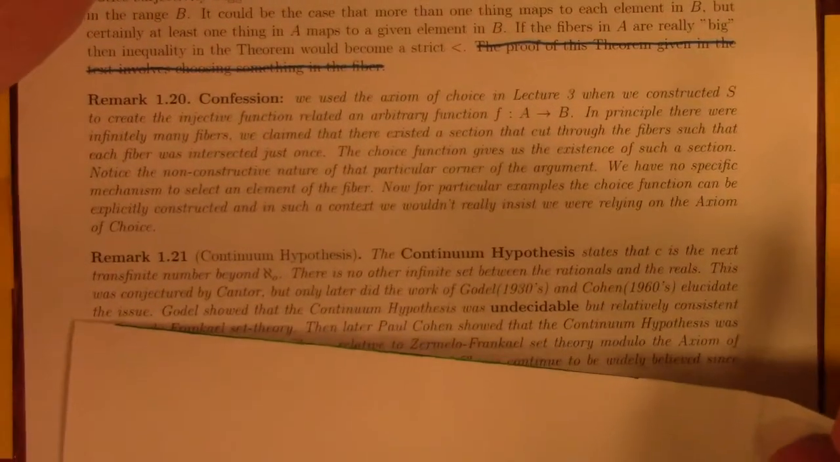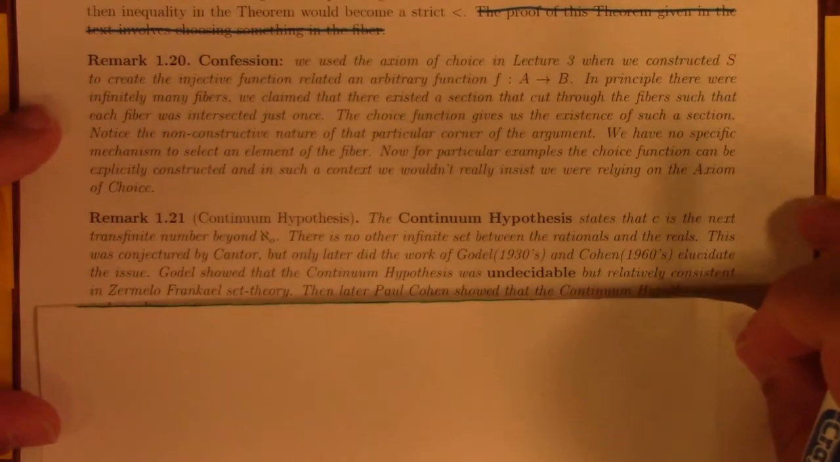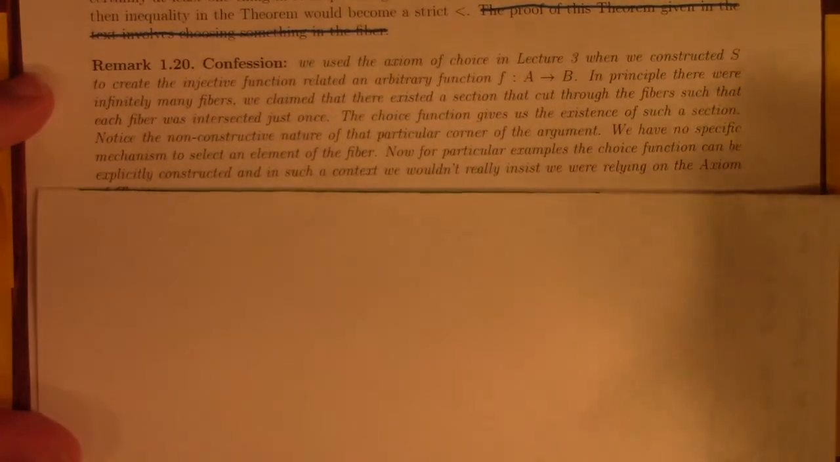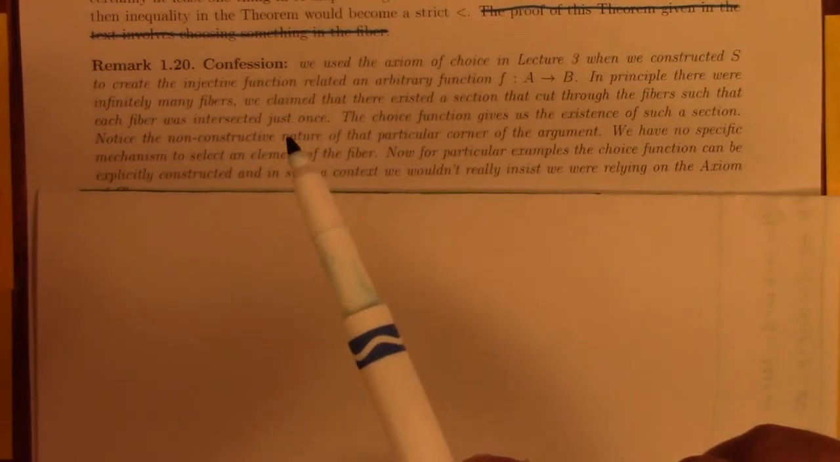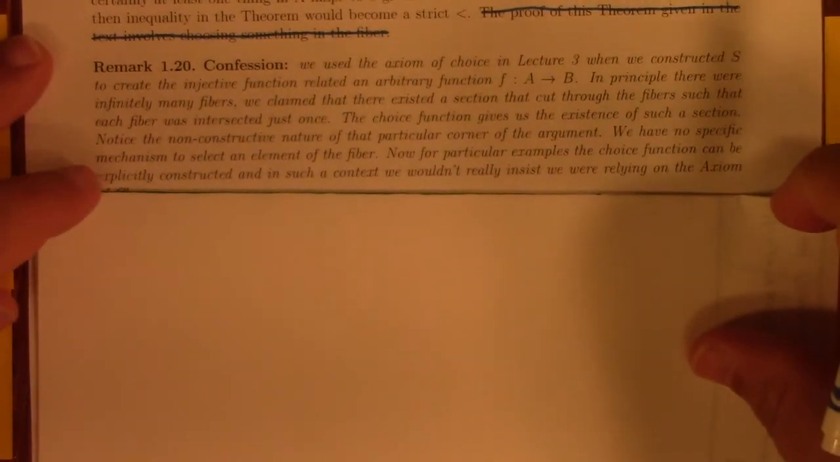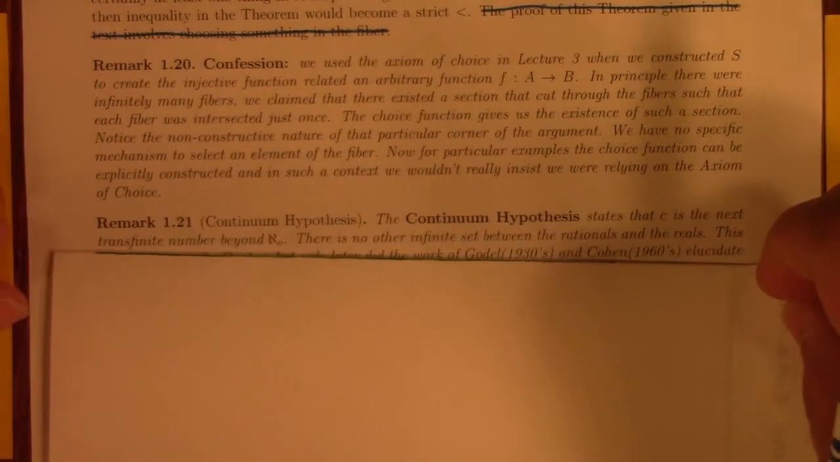I will confess this, though. We actually used the axiom of choice when I discussed how to construct a bijection from an arbitrary function, because if you look at what I did there, I had to pick something from each fiber in order to find that subset of the domain, which makes the function into an injection, right? So we actually use the axiom of choice in places where you might not have noticed. It's often used.